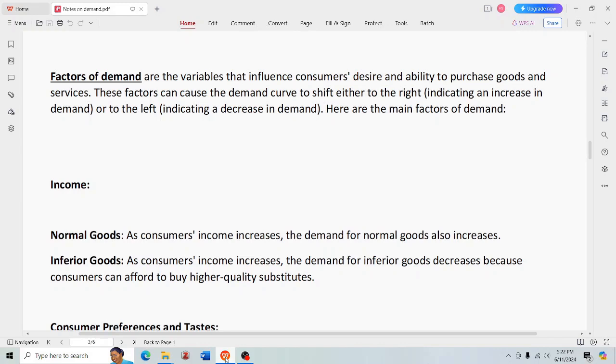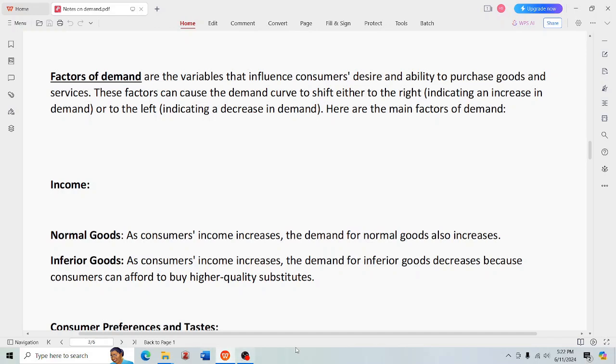So always remember, if your income is increasing and the demand for a good is increasing, that means that good is a normal good. And if your income is increasing and the demand for a particular good is decreasing, then that good is called an inferior good.